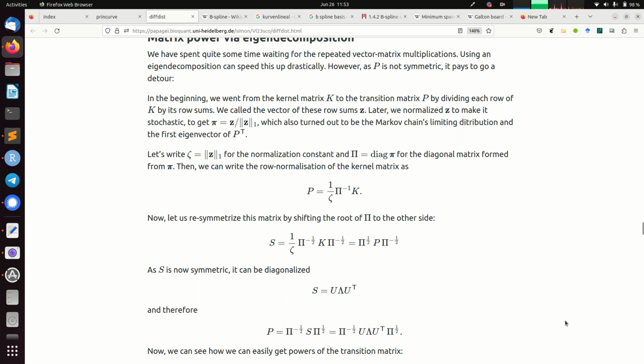Because if I now calculate the transition power of this here, then I get pi to the minus 1/2 U lambda U transpose pi to the 1/2. And now comes the next P. And it's again pi to the minus 1/2 U lambda U transpose pi to the 1/2.